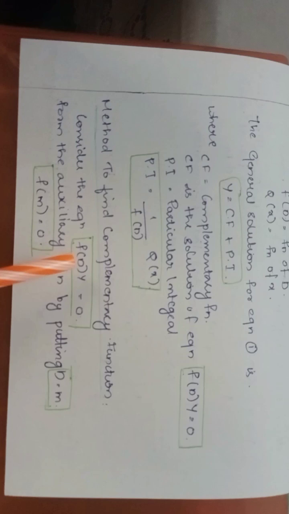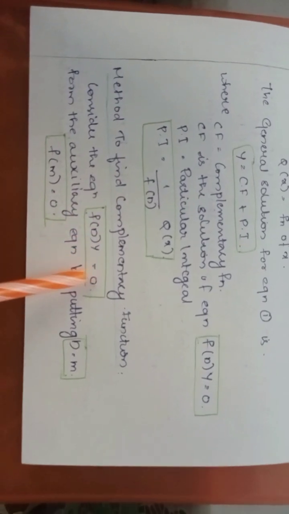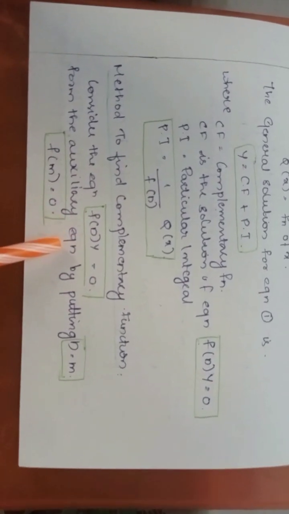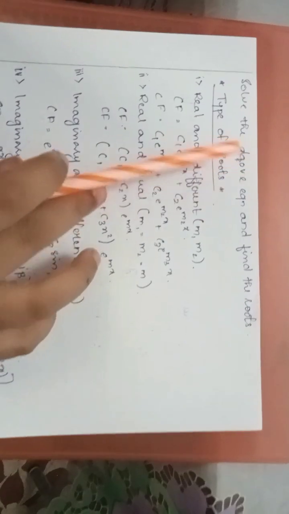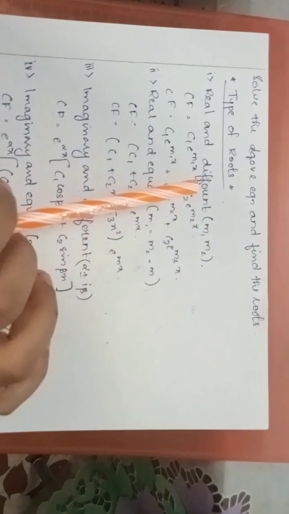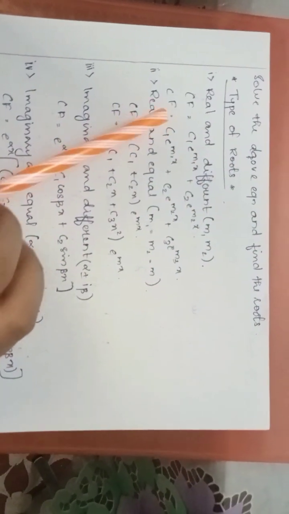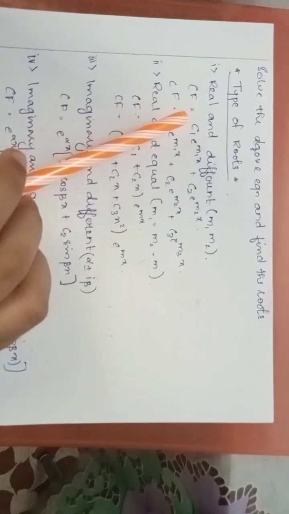Now to find the complementary function, we have to convert this equation into a homogeneous equation, that is we have to put f of D into y is equal to 0. And now we have to form an auxiliary equation by putting D equal to m. Instead of D we substitute m, and we can write f of m is equal to 0. And now we solve that equation and we have to find the roots. Now there are different types of roots and we have different types of complementary function according to that.